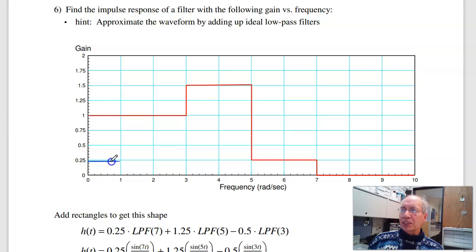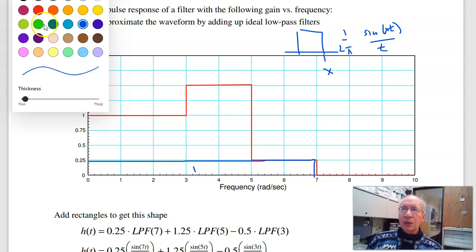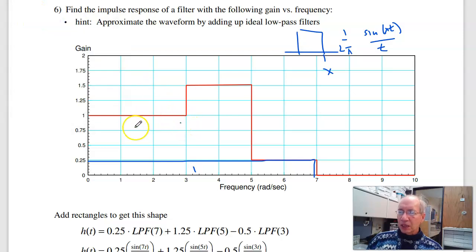To do that, I'm going to actually do rectangles. In the lecture notes, I know that a filter with a corner at 1 radian per second is 1 over 2 pi sine of t over t. If I scale it to x pi, then it's times sine of xt over t. Make a bunch of low-pass filters. So here's one. The second one, let's do that one in green, is add that to this filter. So I'll add that one.